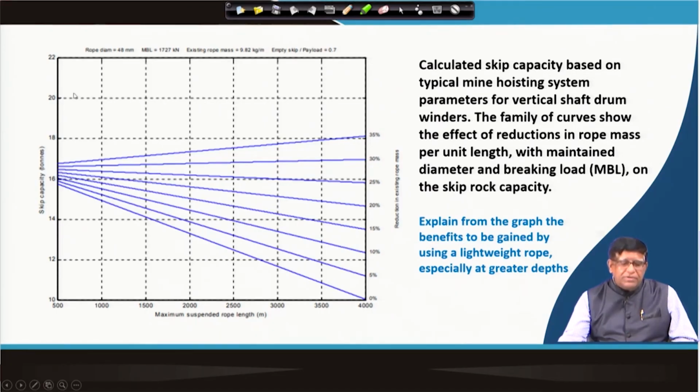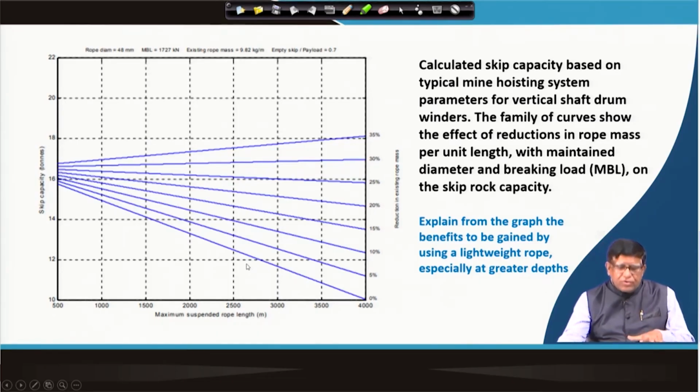This particular calculation has been done on the basis of a rope diameter of 48 millimeter, your MBL, that is your breaking strength, taken as 1727 kilonewton, an existing rope mass of 9.82 kg per meter, and a skip factor of 0.7. With that they have done this calculation and studied the variation. Sometimes you do what is called a sensitivity analysis, to see how different factors affect the system.